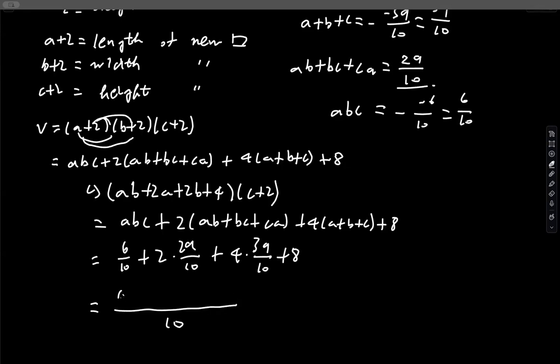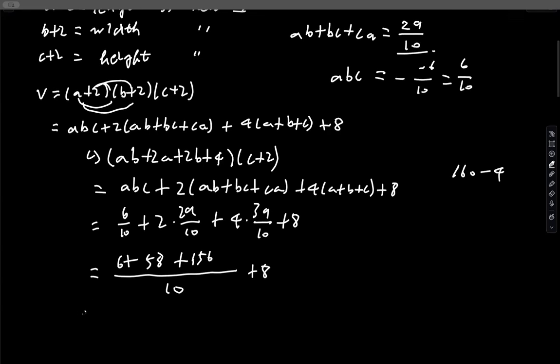We get 6 plus 2 times 29, which is 58, plus 4 times 39, which is 160 minus 4, which is 156. And we can add 8 here. When we add this, we get 64. When we add this, we get 220. So we get 22 plus 8, which is equal to 30.